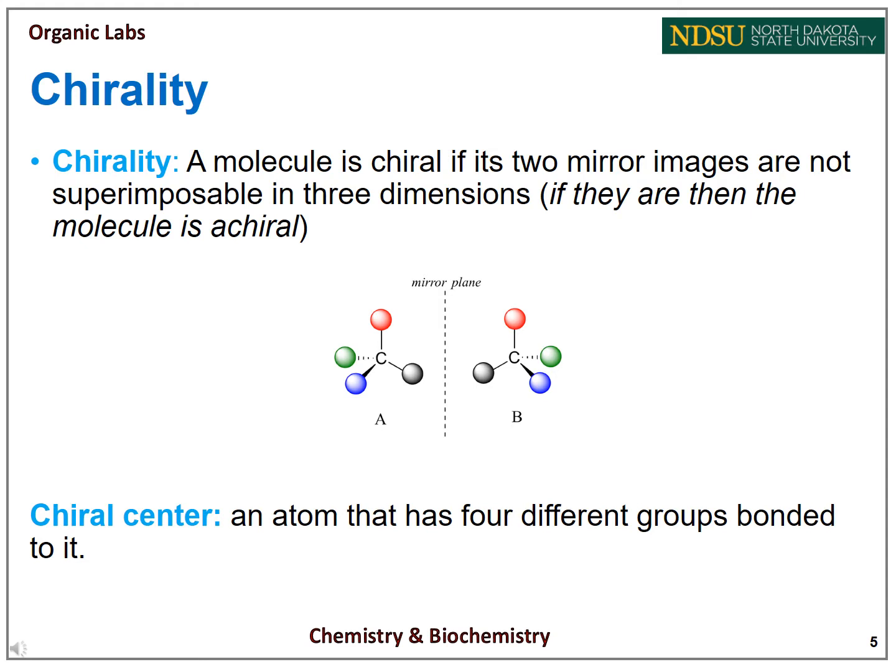In terms of chirality, a molecule is chiral if its 2 mirror images are not superimposable in 3 dimensions, meaning if you rotate it, you can't get them to stack on top of each other. Take, for example, these 2 molecules, each containing a carbon attached to 4 substituents. Due to their arrangement, no matter which way I try to rotate them, they will not be superimposable. However, they are mirror images of each other just like our hands, and therefore they are chiral. This leads us to discussing chiral centers. A chiral center is an atom that has 4 different groups bonded to it.